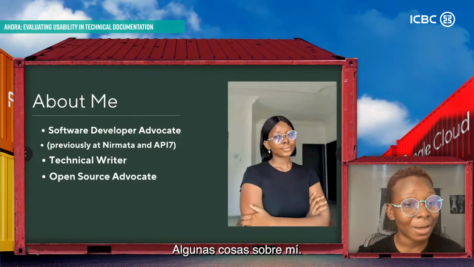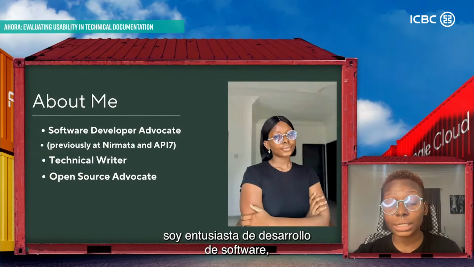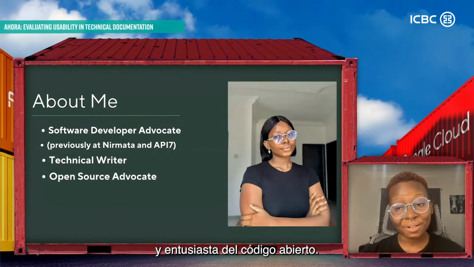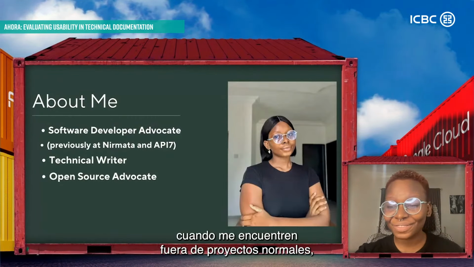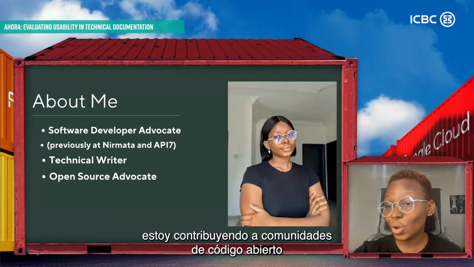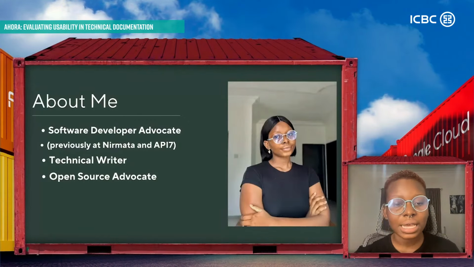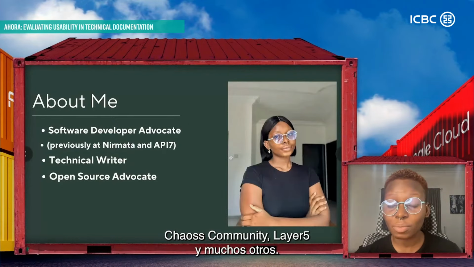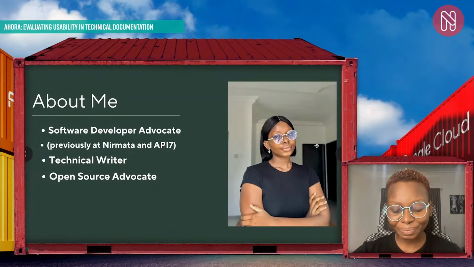And a little bit about me. I am Anita Ihuman, like I said, I'm a developer advocate, previously at Nemata and API7. I'm also a technical writer and an open source advocate. So if you don't see me, you'll catch me on a normal project, contributing to open source communities like the Good Docs Project, Chaos Community, Layer5, and so many others. So that's all about me. So let's get into the topic.